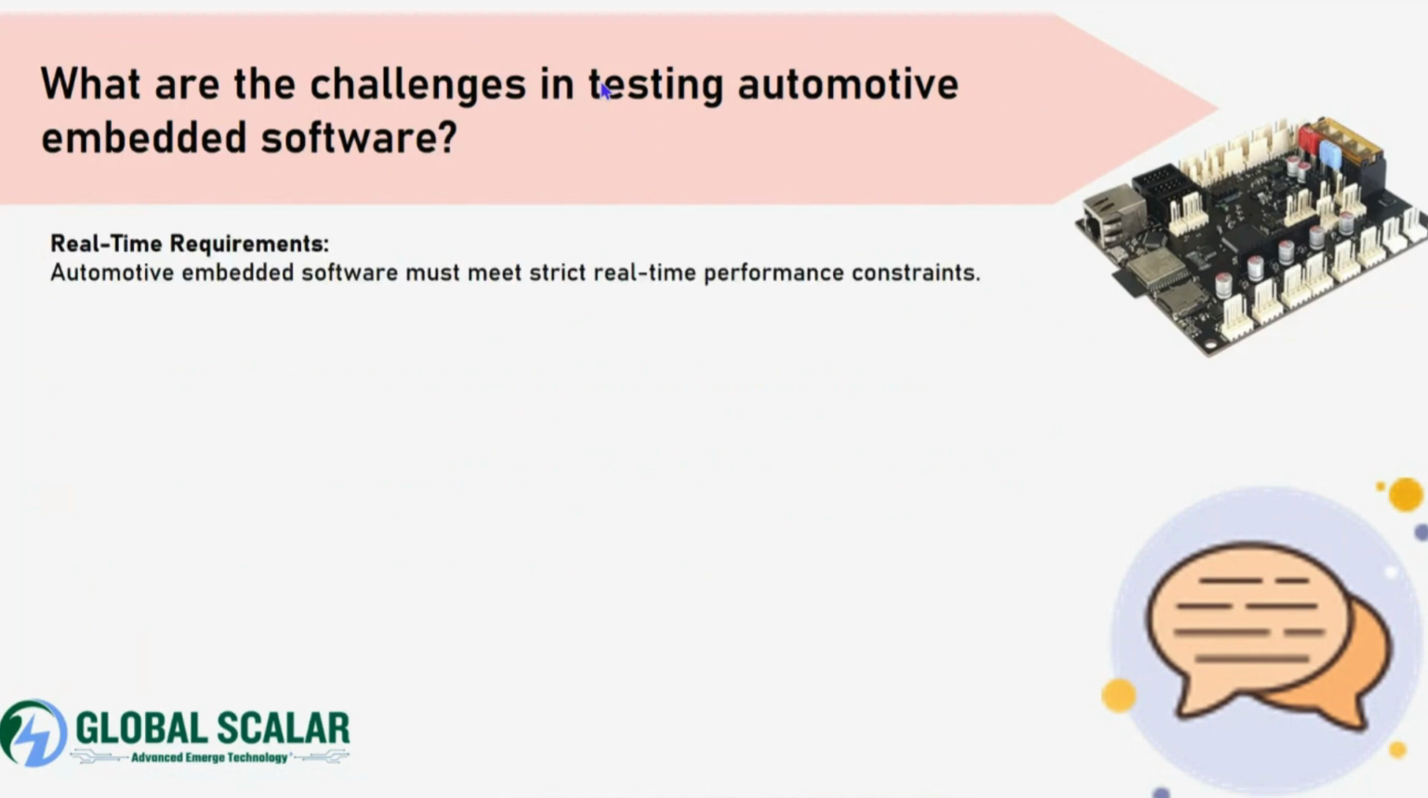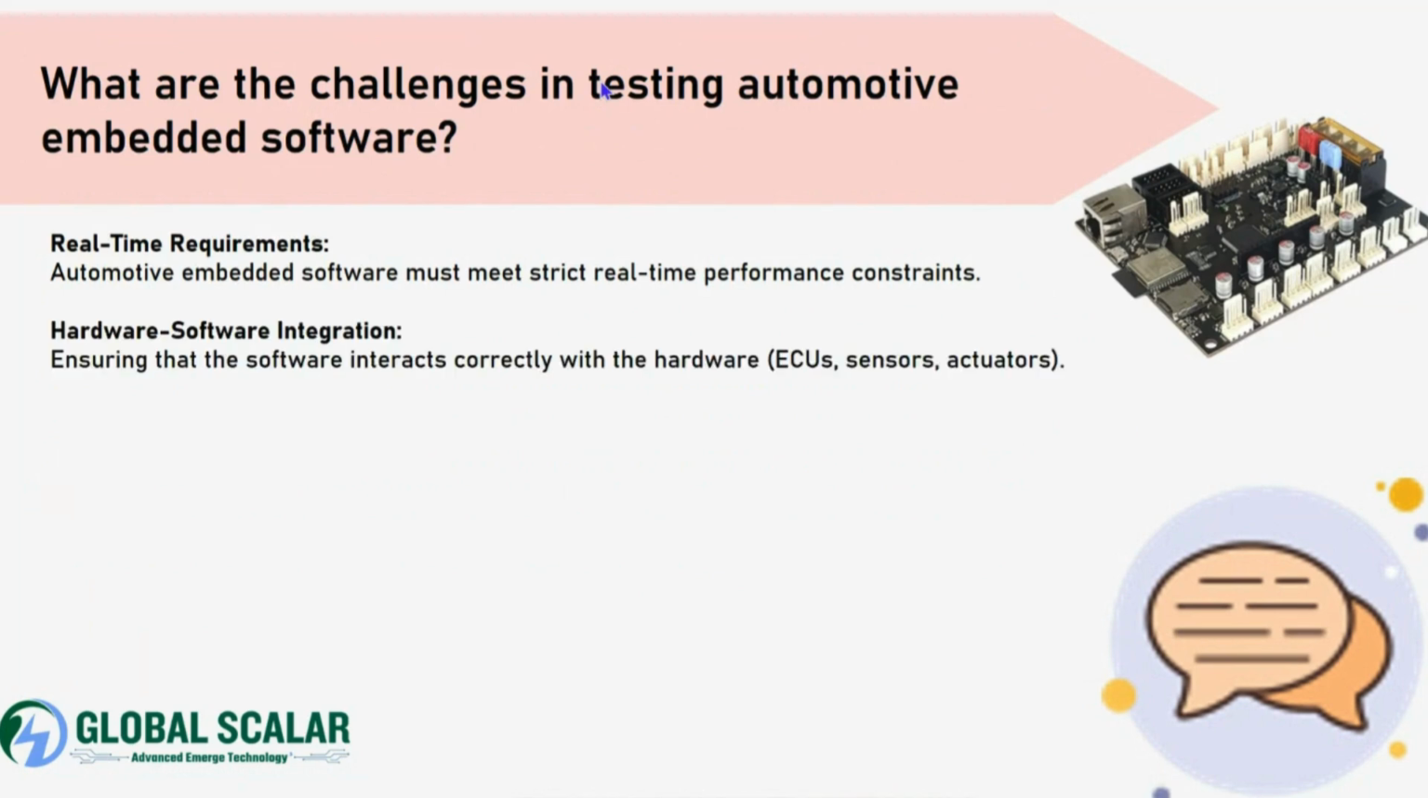What are the critical challenges in testing automotive embedded software? Real-time requirements: automotive embedded software must meet strict timing performance constraints. Hardware-software integration: ensure that the software integrates correctly with the hardware, ECUs, sensors, and actuators. Testing environment.